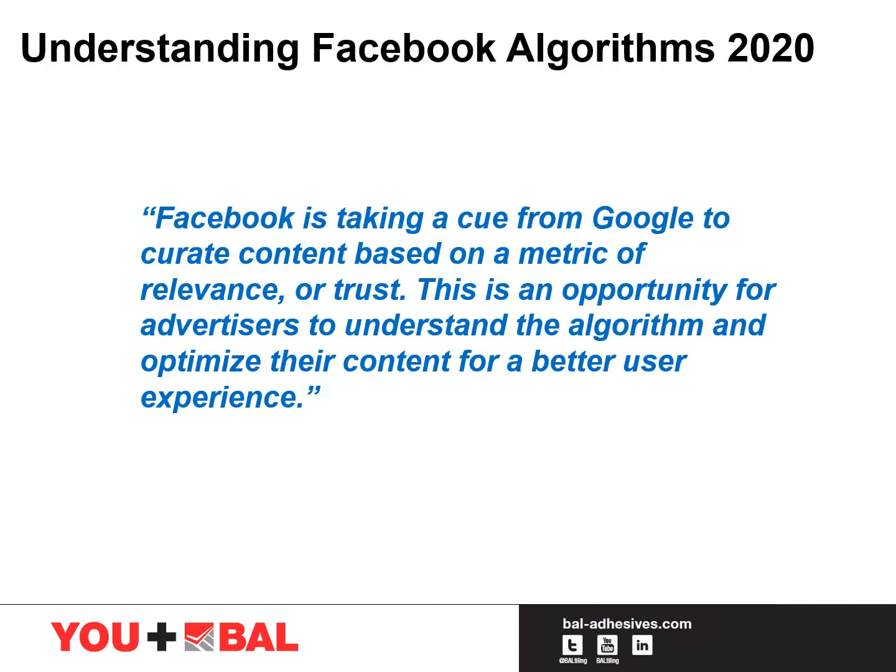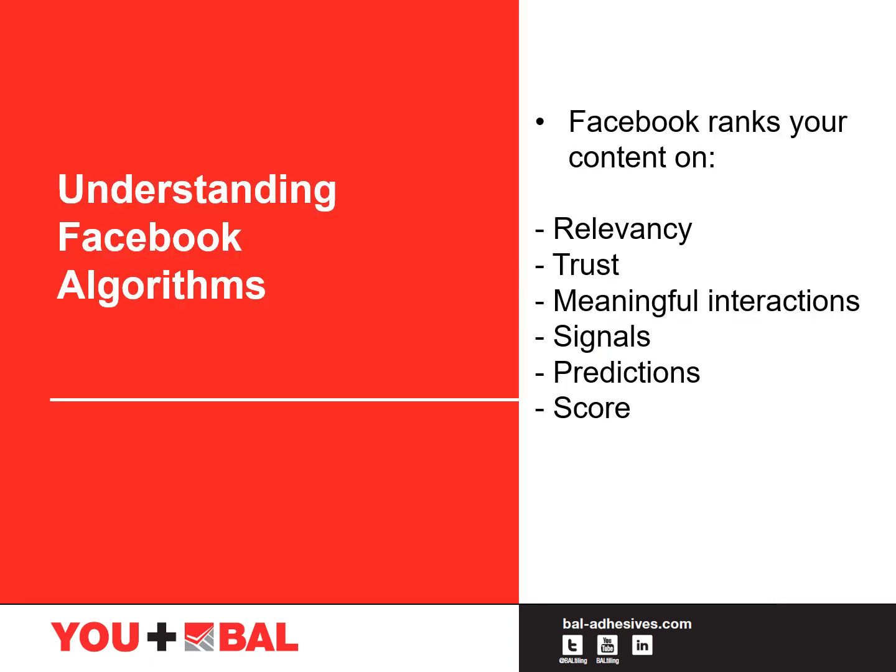So this year, Facebook is taking a cue from Google. It's curating the content based on metrics of relevance to the people that would view it, on trust. It gives us a great opportunity as an advertiser to understand the algorithm and optimize your content for a better user experience. So Facebook ranks your content on a number of things: relevancy, trust, meaningful interactions, signals, predictions, and finally it gives you a score.